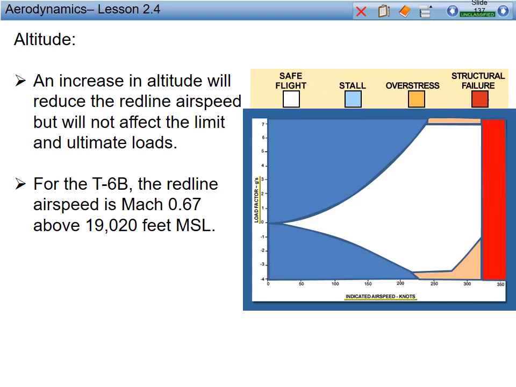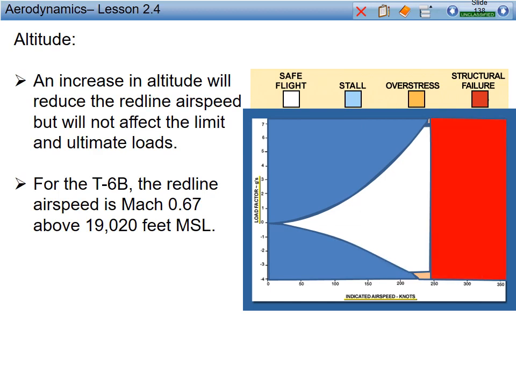Altitude. An increase in altitude will reduce the redline airspeed, but will not affect any limit or ultimate loads. For the T6, the redline airspeed is Mach 0.67, or 316 knots. Above around 19,000 feet MSL, your gaze will have to switch from indicated airspeed to Mach number as the redline airspeed starts to decrease.